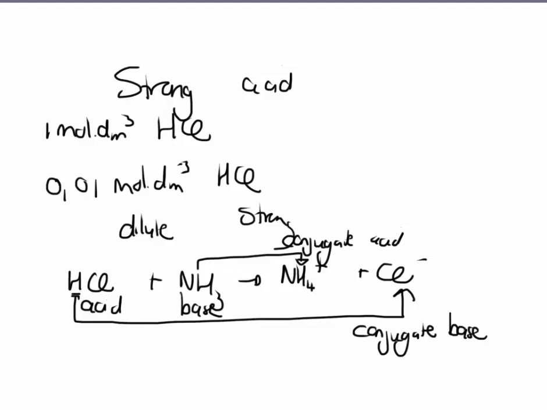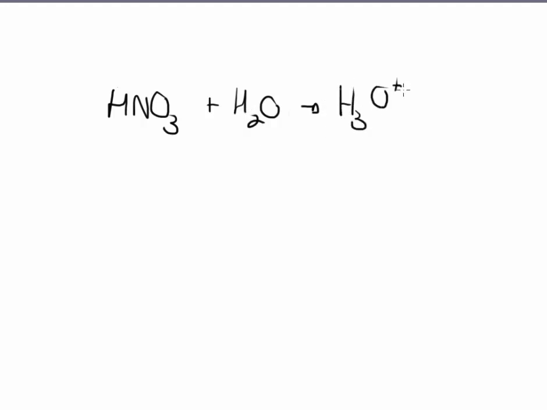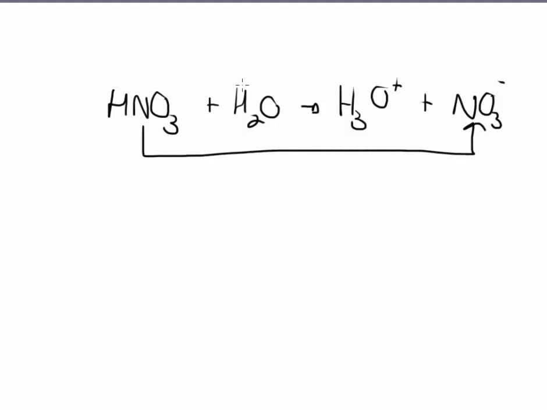So let's just look at one more example. If I have HNO3, which is nitric acid, and I add water, one of my products will be this hydrogen is going to be donated to the H2O, which means it forms H3O+. And then I am left with NO3-. So if we go and look at this reaction, we see HNO3 becomes NO3- and H2O becomes H3O+.